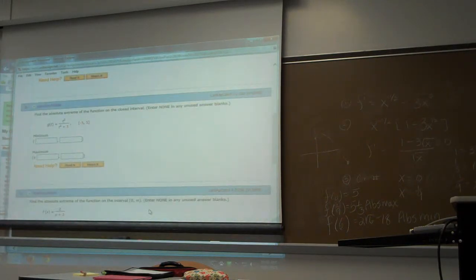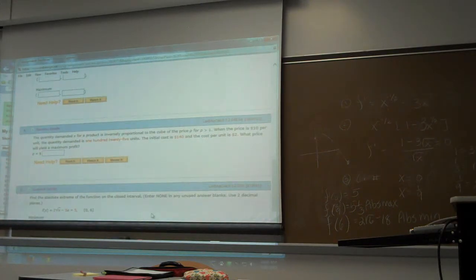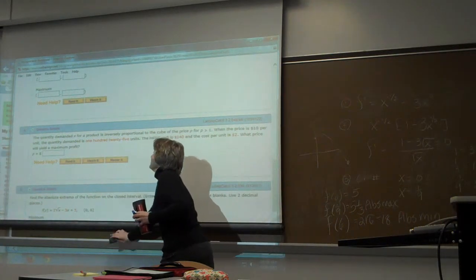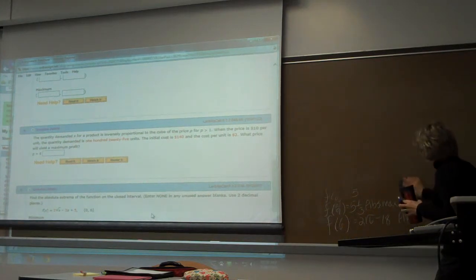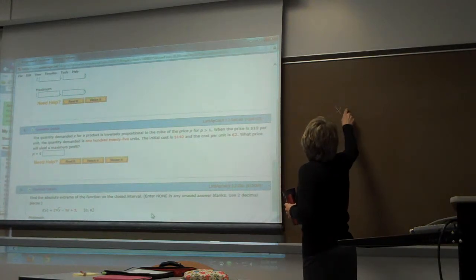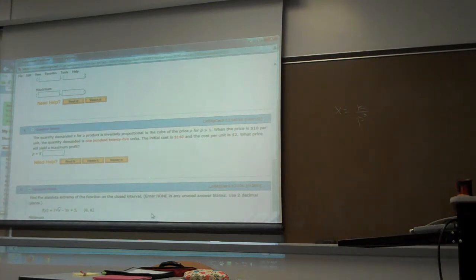And then, yeah. That one right above it, 4. Okay. So the quantity demanded is inversely proportional to the cube of the price. That should sound pretty familiar now. The writing a demand function that's inversely proportional. So we've got x equals k over p cubed. Because it says cube of the price, I want a p cubed.